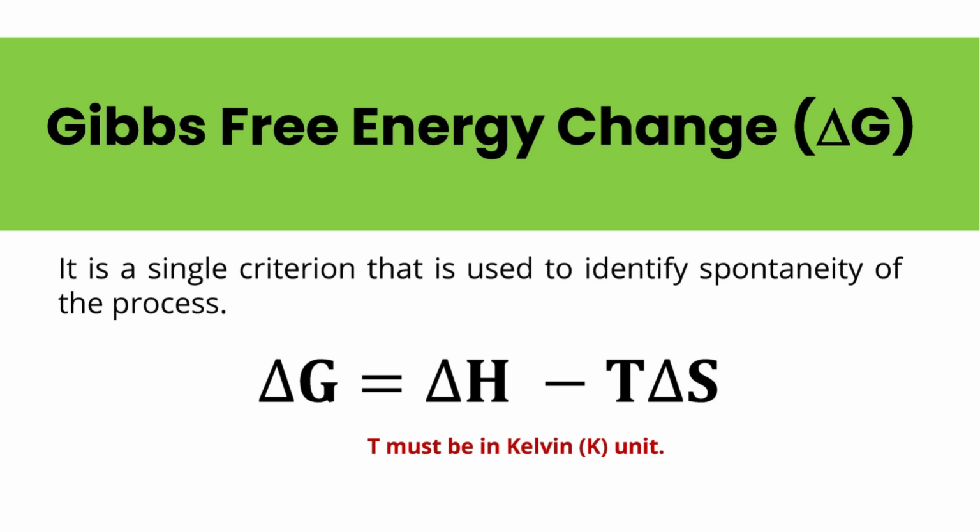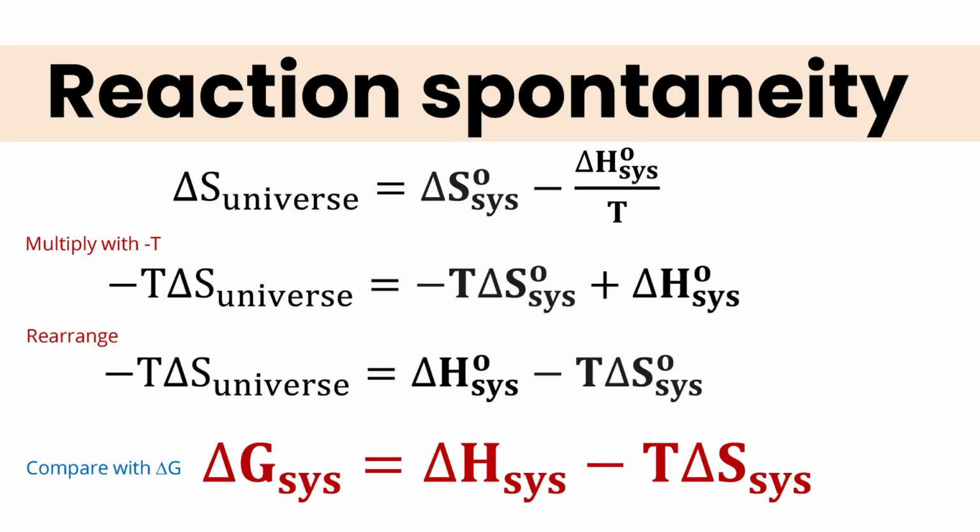Delta G equals delta H minus T delta S. And T must be in Kelvin. Absolutely must be in Kelvin. Always use Kelvin in these thermodynamic equations.